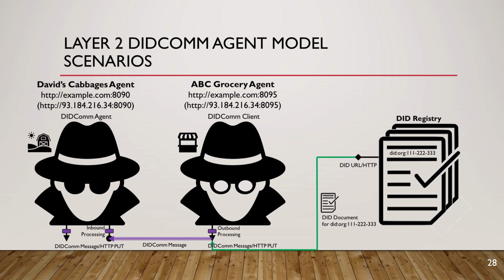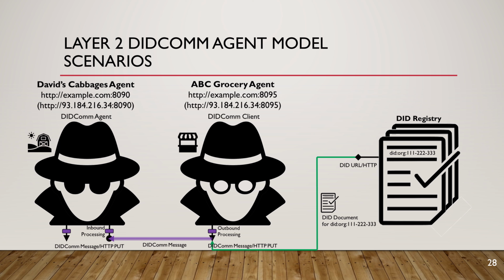ABC Grocery is going to look that up in the DID registry to get David's Cabbages' DID document. From that, ABC Grocery's agent is going to extract the service endpoint for David's Cabbages and send that authenticated encrypted message from the right to the left. Outbound processing is going to do the authenticated encryption, and inbound processing on the left, David's Cabbages' agent, is going to do the decryption and authentication.